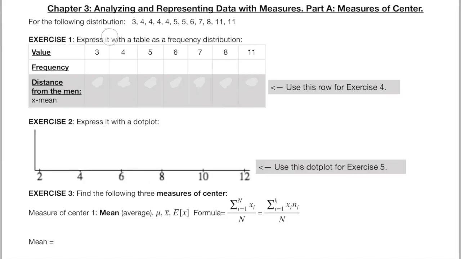Exercise 1. Express this distribution with a frequency table. We saw this before. There is 1 3, 4 4s, 2 5s, 1 6, 1 7, 1 8, and 2 11s. Exercise 2. Express it with a dot plot. This is also practicing what we saw in Chapter 2. Here is the 3, the 4 4s, the 2 5s, the 6, the 7, the 8, and the 2 11s.